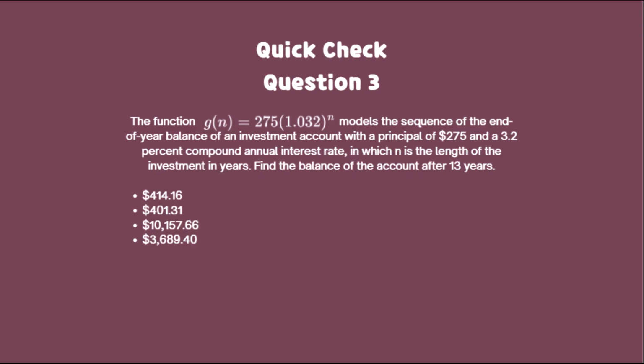Okay, quick check question 3. The function g of n is equal to 275 times 1.032 raised to the power of n models the sequence at the end of year balance of an investment account with a principal of $275 and a 3.2% compound annual interest rate, in which n is the length of the investment in years. Find the balance of the account after 13 years. Take this formula, replace n with 13, solve, and you'll get your answer.